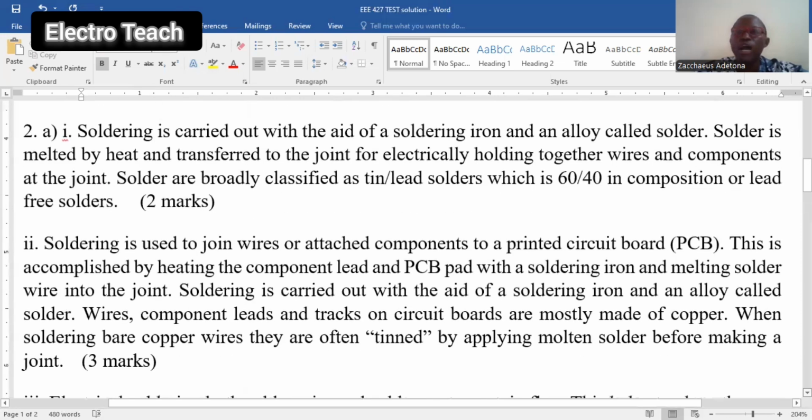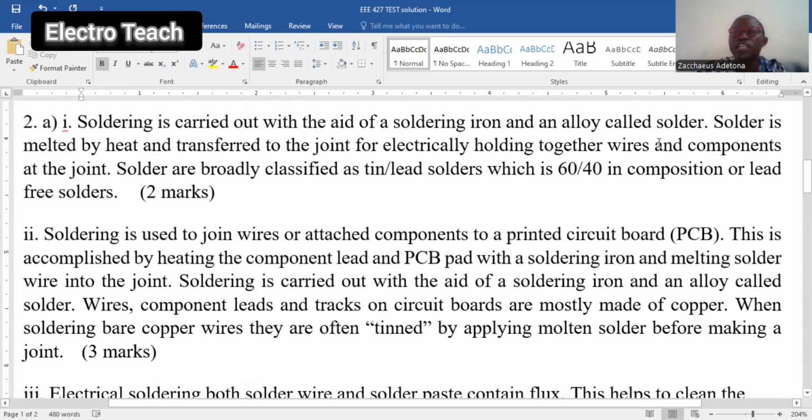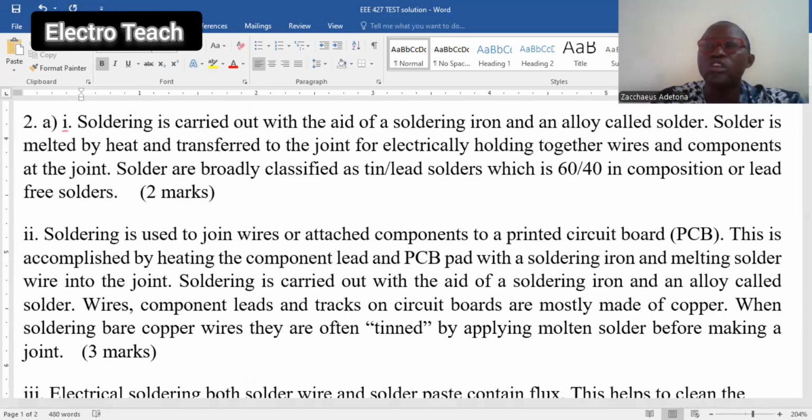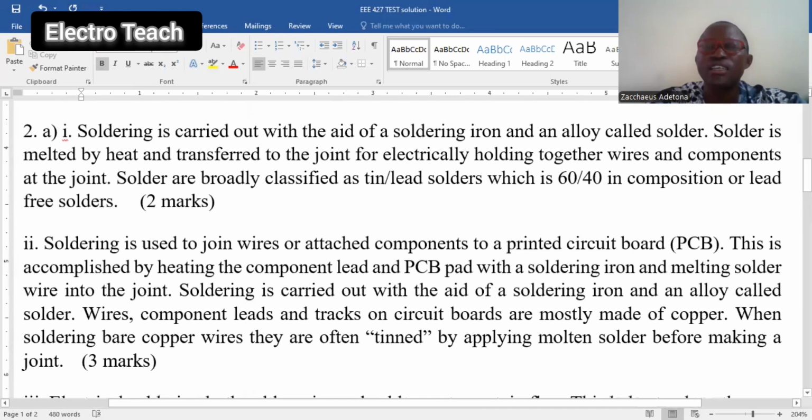Number two asks us to give a brief discussion on the following parts of soldering: that is soldering, solder, and flux.